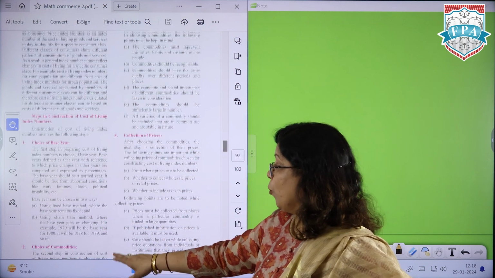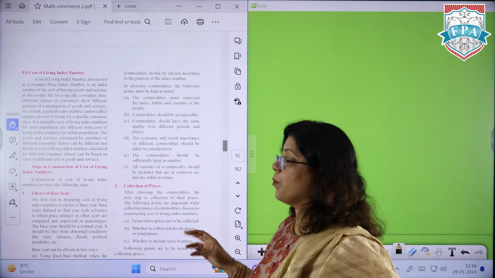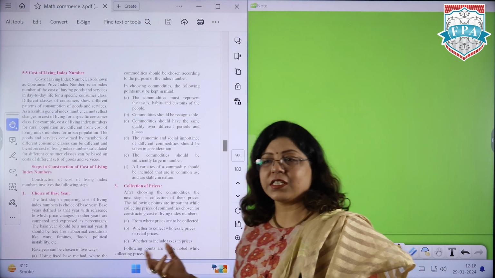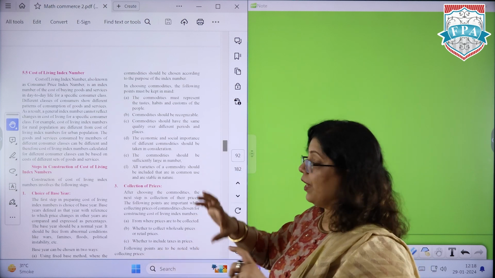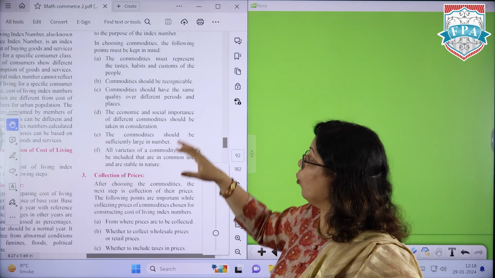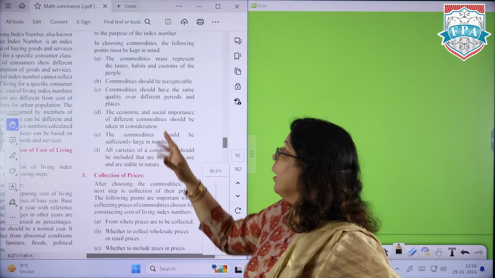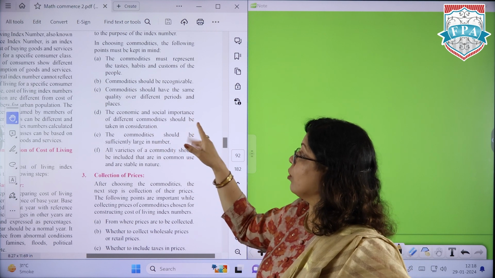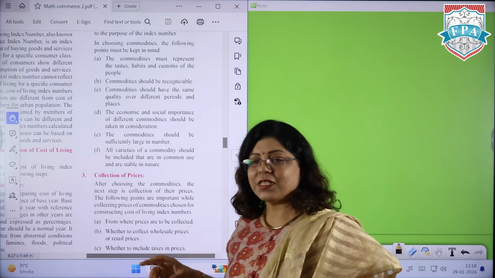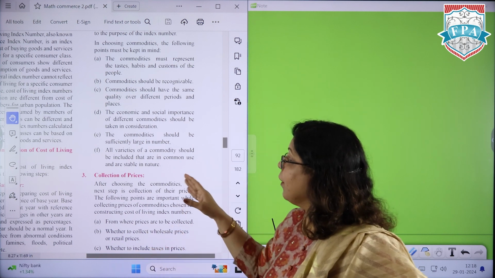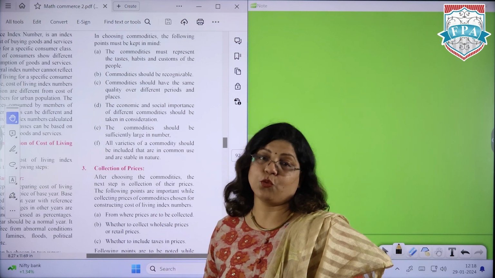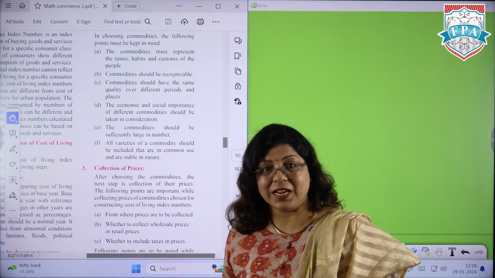Now, the choice of commodities. Usually, the commodities must represent the regular taste, habits, the general way of living, customs of the people there. It should be clearly recognizable. Commodities should have the same quantity over different periods or places. The economic and social importance of different commodities should be taken into account also. It should be sufficiently large in number, and all the varieties of the commodity should be included in the value given to us. The next part is the collection of prices.